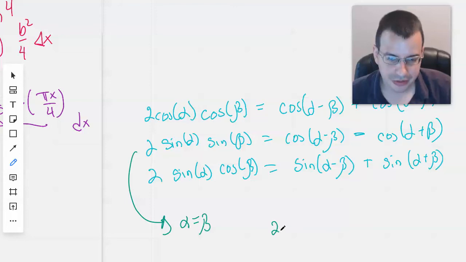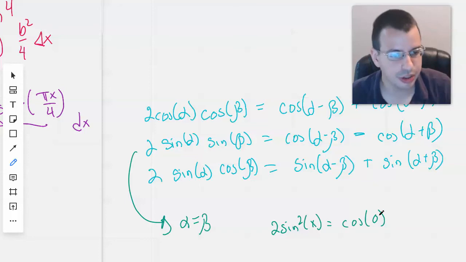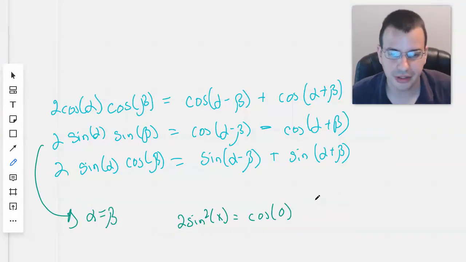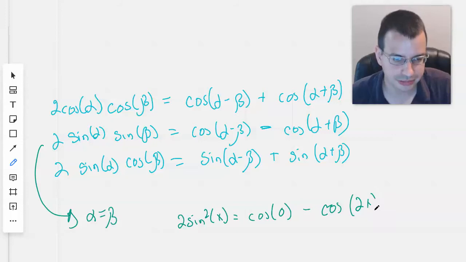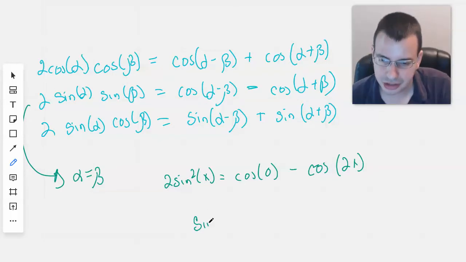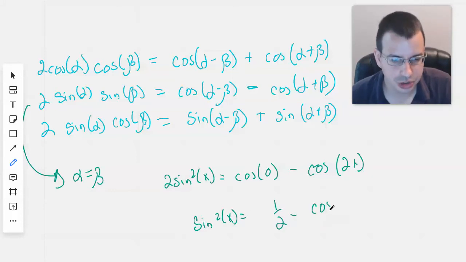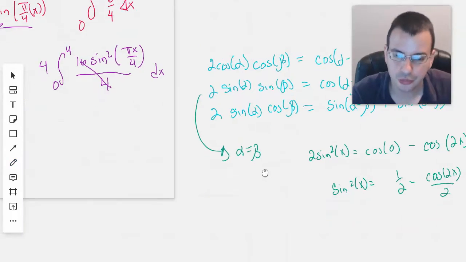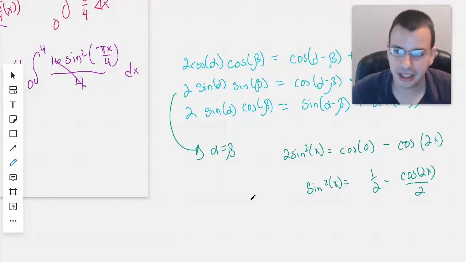And so then we have 2 sine squared of x equals cosine of 0, because if alpha equals beta, then alpha minus beta equals 0, minus cosine of 2x. Okay? And so we have sine squared of x equals 1/2, because this just becomes 1 minus cosine of 2x over 2.